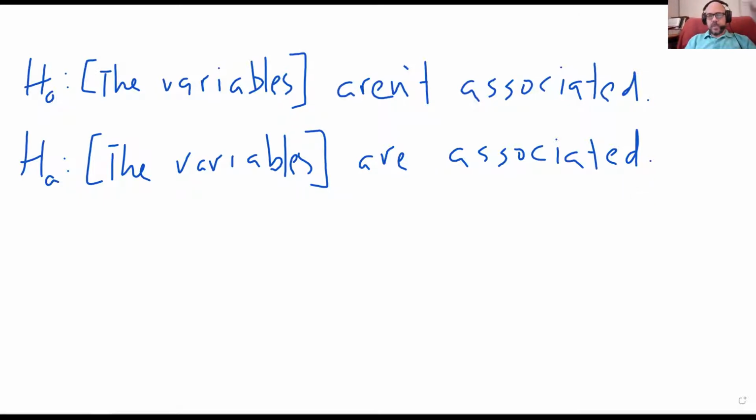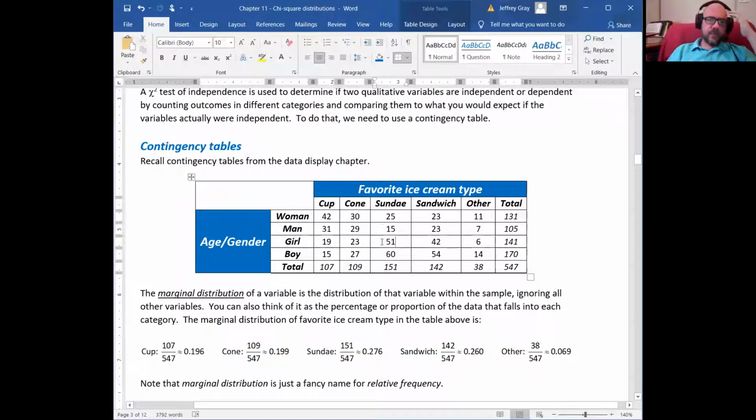So the reason I wanted to show you this is because we're going to use this idea of the variables not affecting each other to figure out what our expected counts would be, which is going to take a little bit of explaining. I got the hiccups a little bit here. So let me go here. So here's the idea.